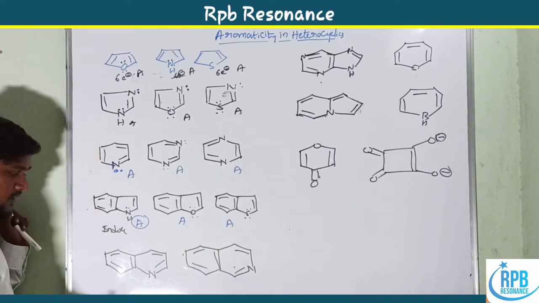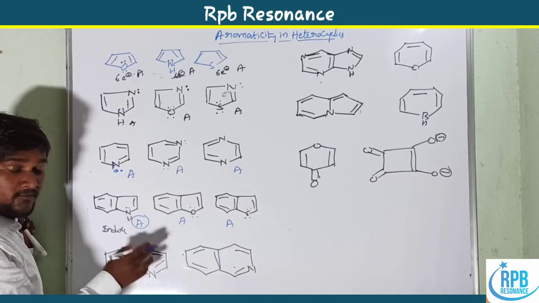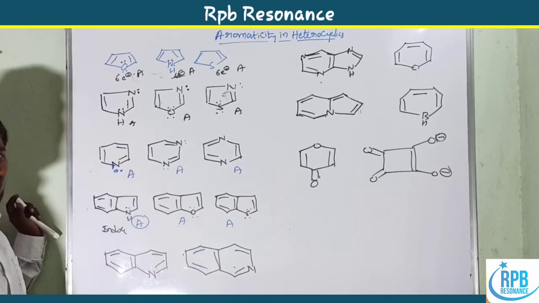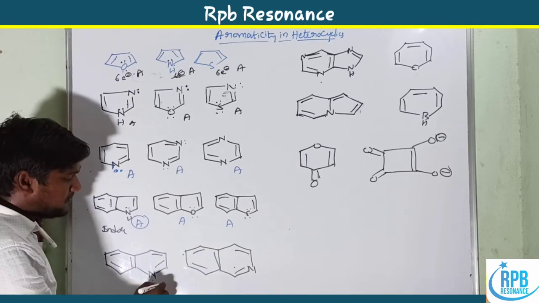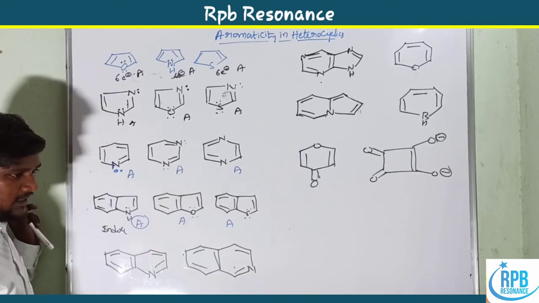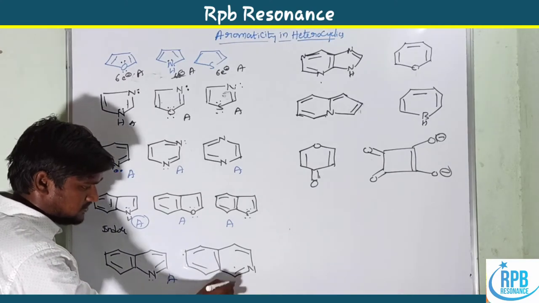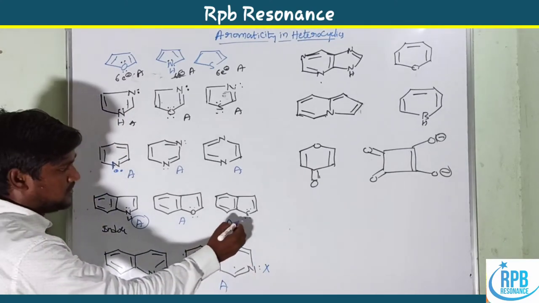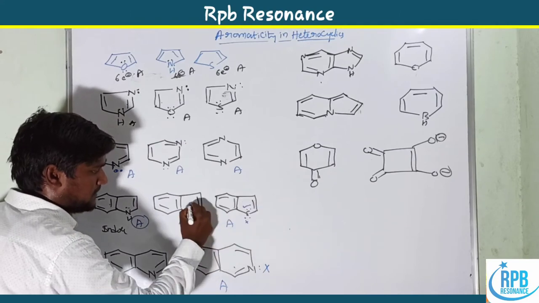Okay, now the quinoline, so 5 pi bonds. Here are the lone pairs; those lone pairs cannot be calculated in the aromaticity. That means 5 pi bonds means 10 electrons, that's why it is aromatic. So this is also aromatic. These lone pairs cannot be calculated. So the bottom cannot be calculated, so top is calculated.